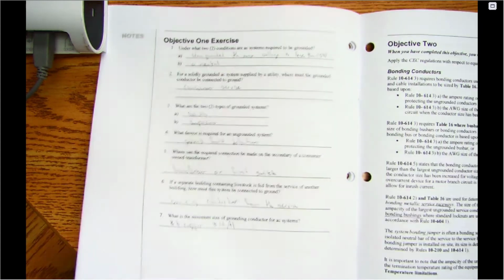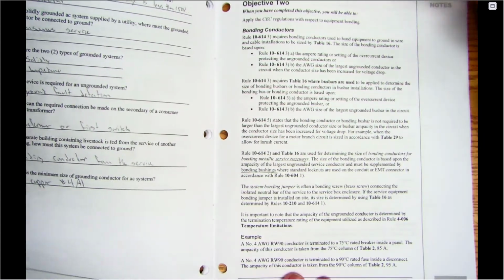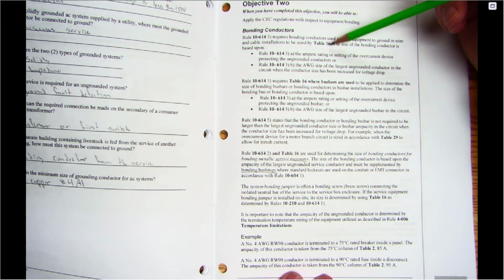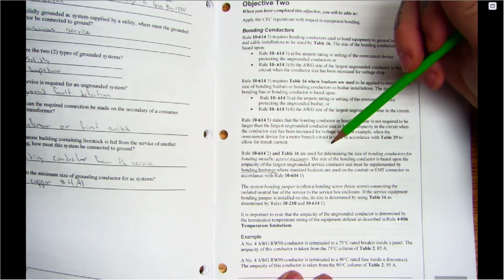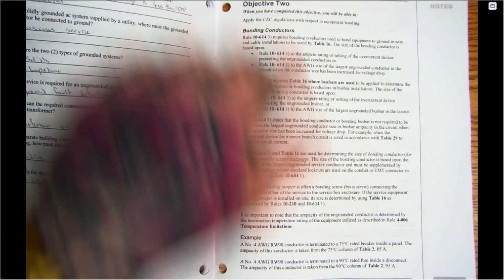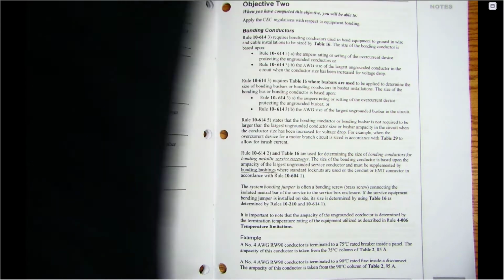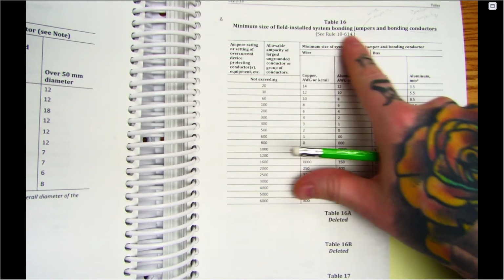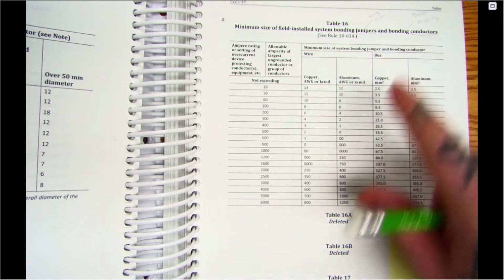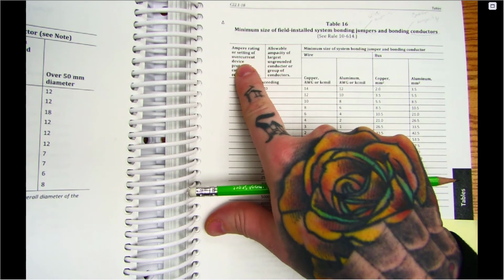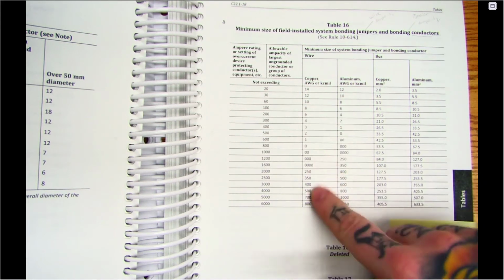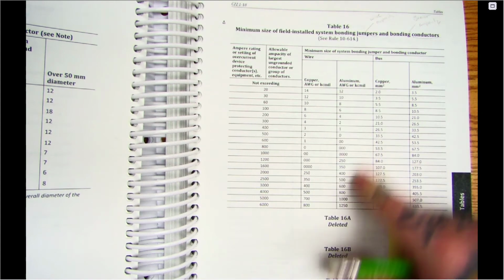You got the objective. Objective 2 starts in on bonding conductors. Again, Table 16 is going to be our go-to. Table 16 is going to do all of our sizing for us. Table 16 is for minimum field installed system bonding jumpers and bonding conductors. And it's based on the ampere setting of the overcurrent device or the largest ungrounded conductor, and then it's going to tell you the size of copper, aluminum, or bus bars.